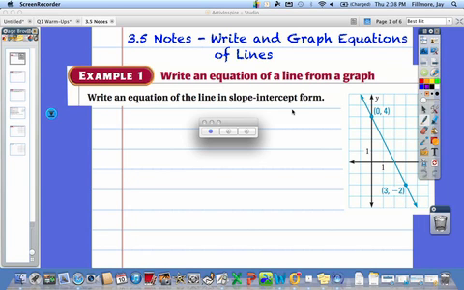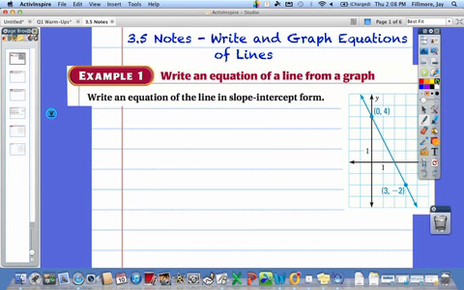Today we're talking about section 3.5, which is writing and graphing equations of lines. We talked about slope in the last section. Today we're going to review some graphing. So for example 1, we're going to write an equation of a line from a graph.